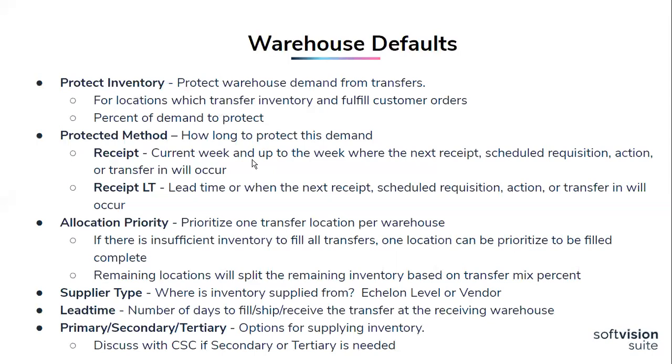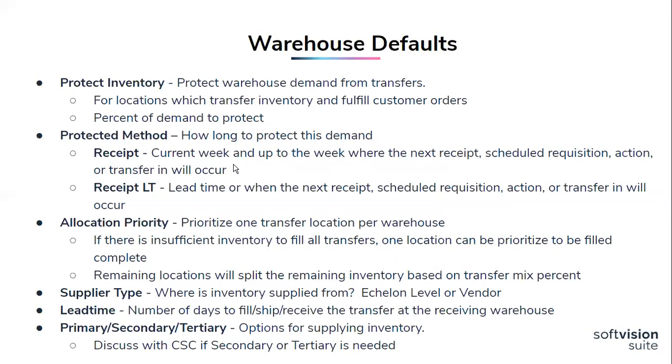The first is basically receipt, and with receipt, we always say we're going to look from the current week until the next receipt that's scheduled to come in. That could be a requisition, it could be an action item, it could be a transfer. We just go looking for that next receipt of inventory.